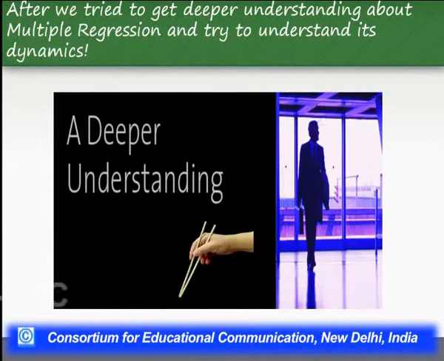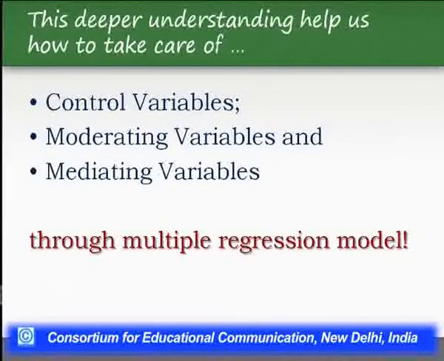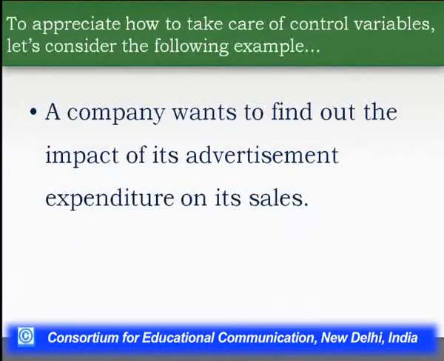So after we have tried to get a deeper understanding about the multiple regression, let us try and understand the basic dynamics relating to it. Now this deeper understanding will help us to take care of the control variables, moderating variables, and mediating variables. Through multiple regression models, we have to understand these three concepts, that is the control, moderating, and mediation variables.